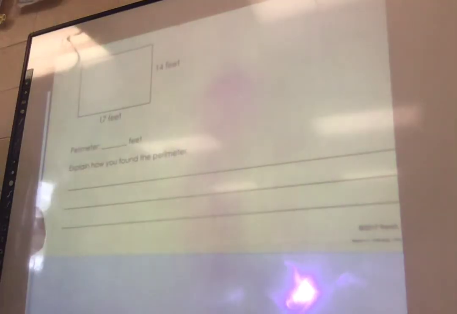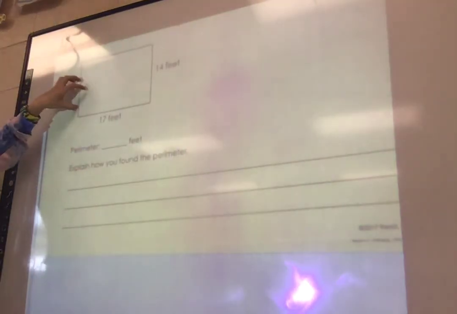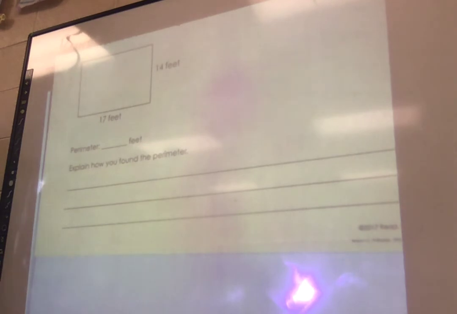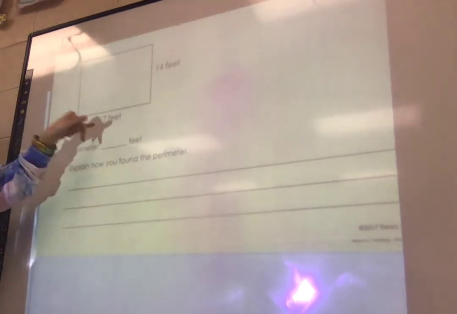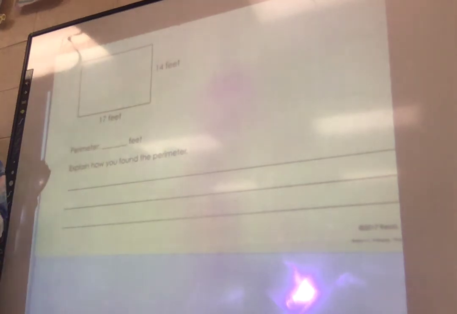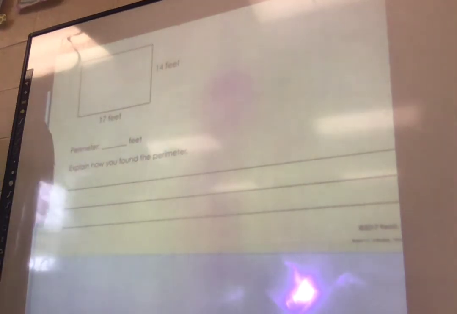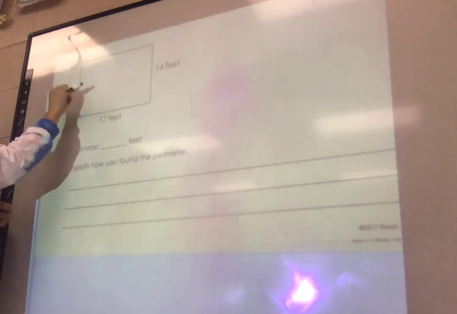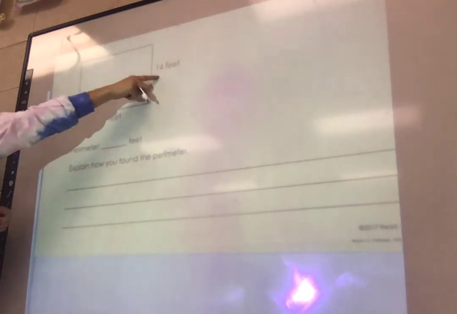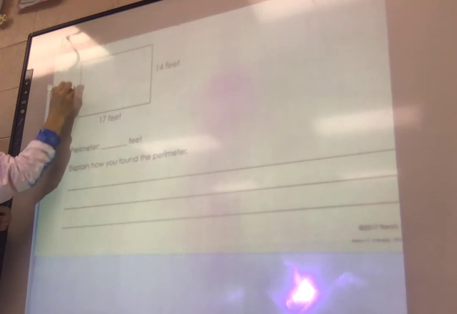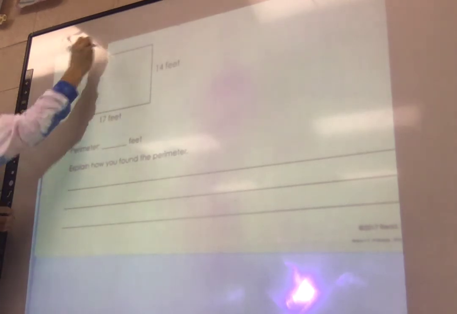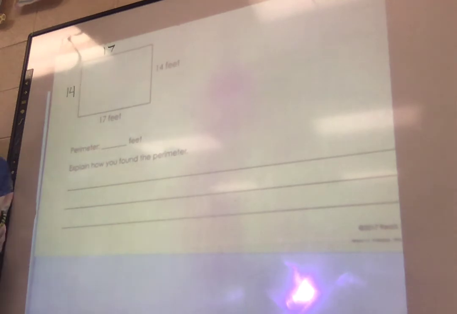So we have this shape here. What is this shape? Somebody I haven't heard from yet. Aaliyah. Rectangle. It is a rectangle. Now they've only provided two sides. So do I only add together 17 and 14? No, I do not. These sides are equal. They are equivalent. So how much is this side worth? 14. How much is this side worth? 17. Now can I add?